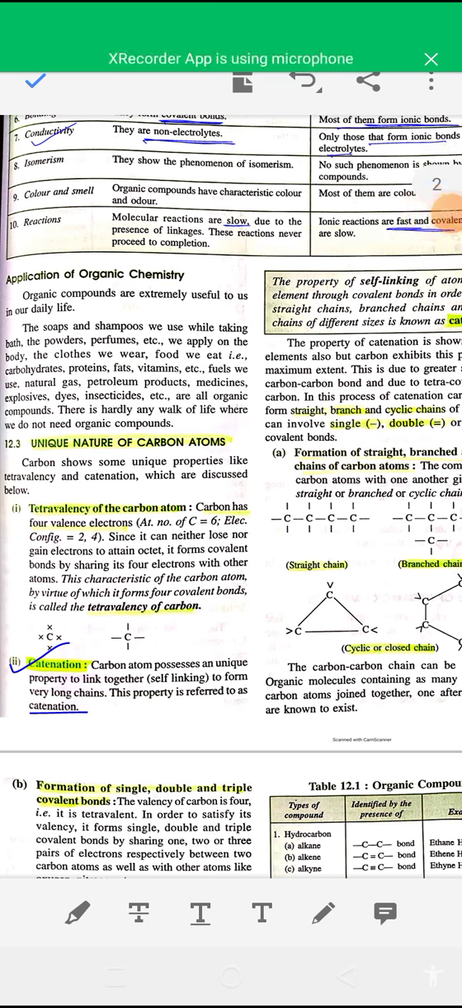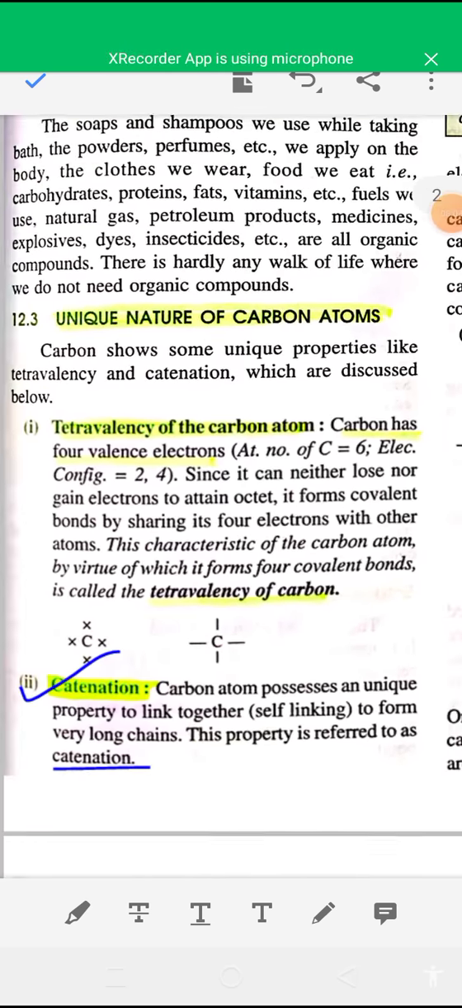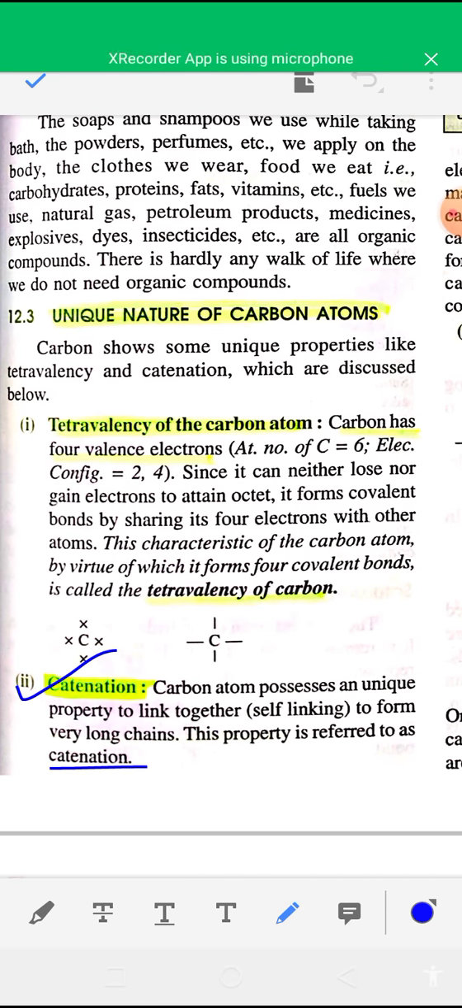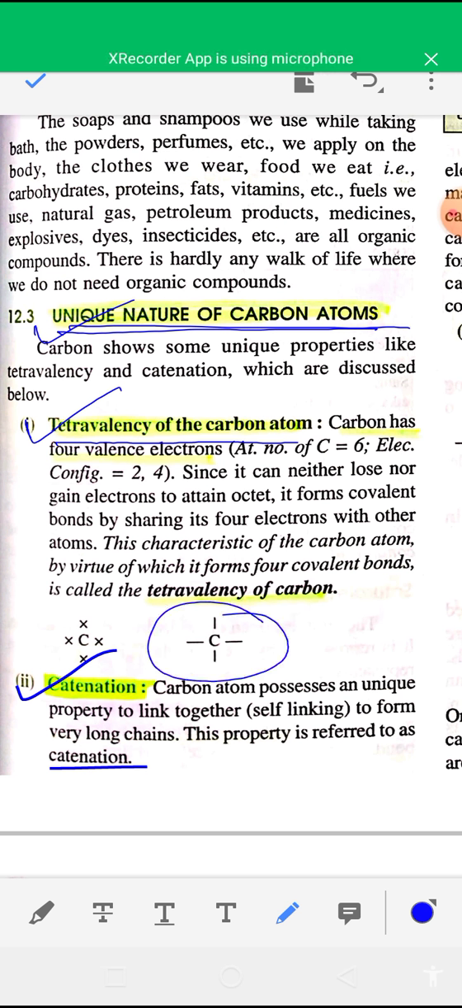Now see the unique nature of carbon atoms. Carbon atoms have two unique properties. One is tetravalency of carbon, that is, carbon has a total of 4 bonds. Carbon can form a maximum of 4 bonds because it has 4 electrons in the valence shell. So carbon can form 4 covalent bonds.